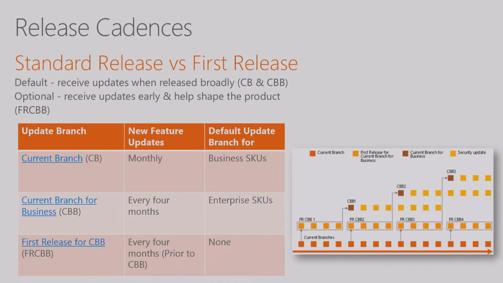By default, you receive updates when released broadly. So we have what's called CB, which is current branch. We have CBB, which is the current branch for business. And then FRCBB, which is your first release for current branch for business. So this really is going to determine how often your users get these updates. Quite often in a support role at Microsoft, we'll ask you what version you're running, and then we have to go do this math backwards to see where you're at. And it really depends upon how aggressive the organization is.